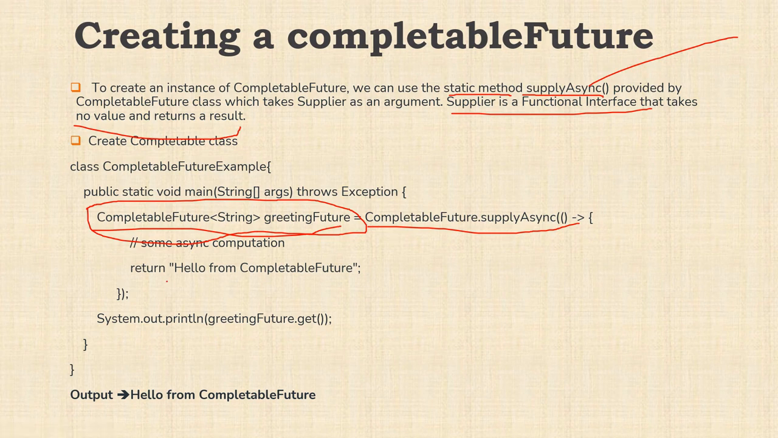So what will be the output in this scenario? We are calling future.get. So our output will be "Hello from CompletableFuture". Like this we can create. We'll see coding also. We are trying to understand how we can create it, so it will be easy to understand at the time of coding. It will not take more time to do everything.